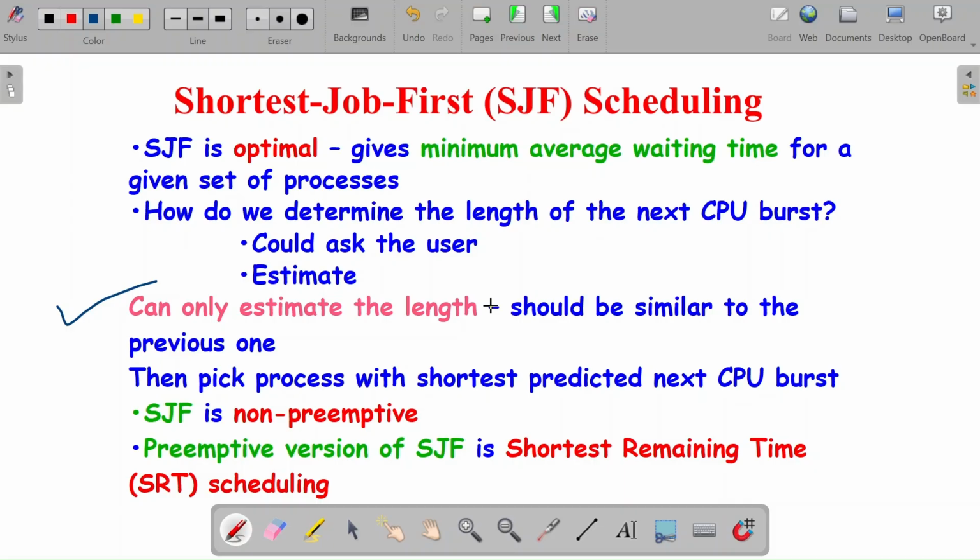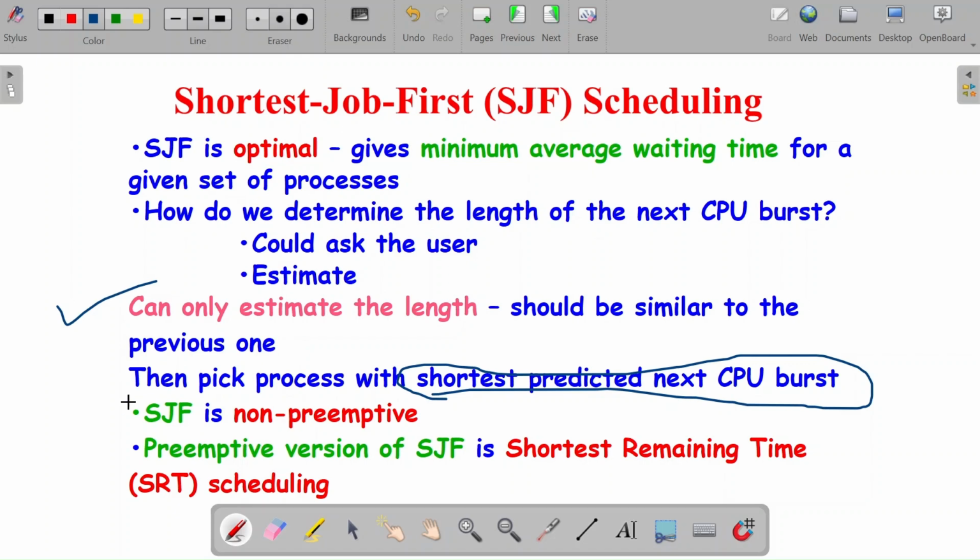Okay, let's analyze it later. For that, we have to know that SJF picks the process with the shortest predicted next CPU burst. It is not given, the actual is predicted. Because we cannot always predict what the expected burst time will be for the next process coming in the future.